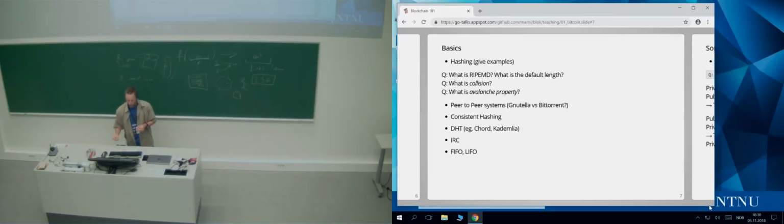We have to have some sort of distributed hash table. Do you know what hash tables are? Who knows what a hash table is? Yeah, what is a hash table?